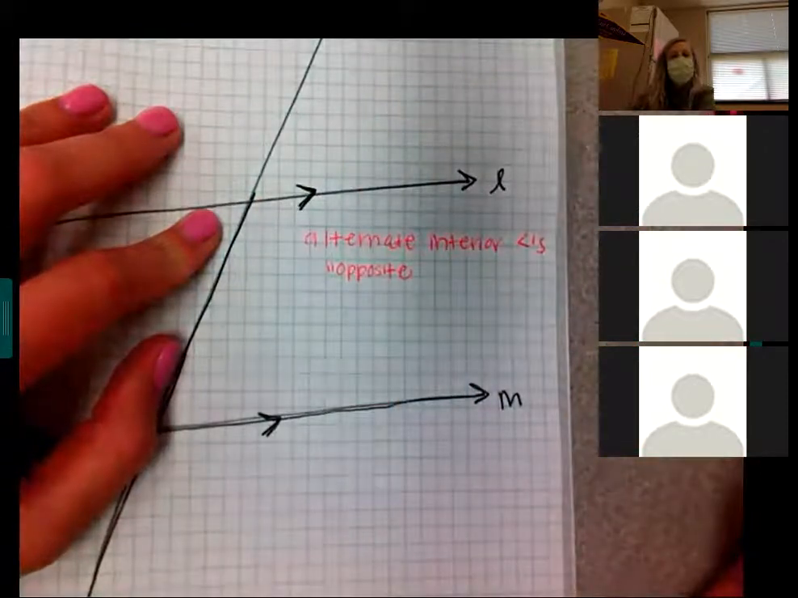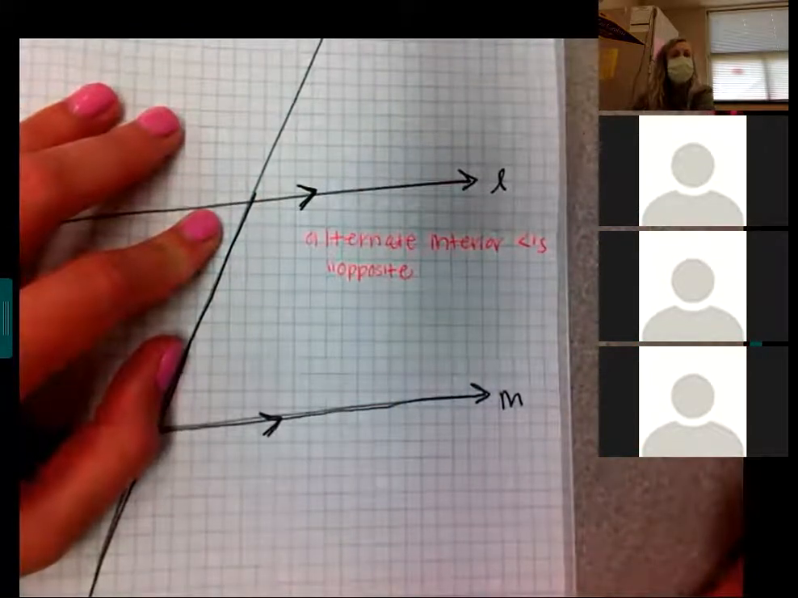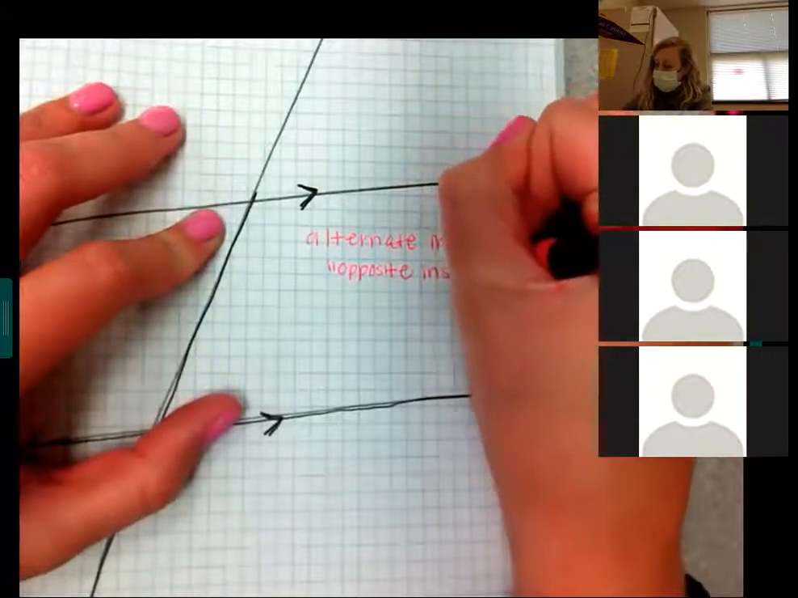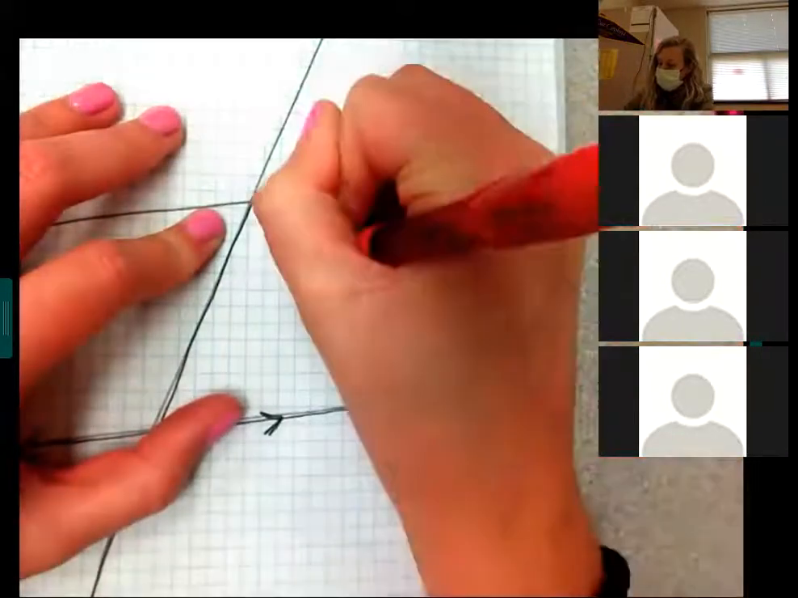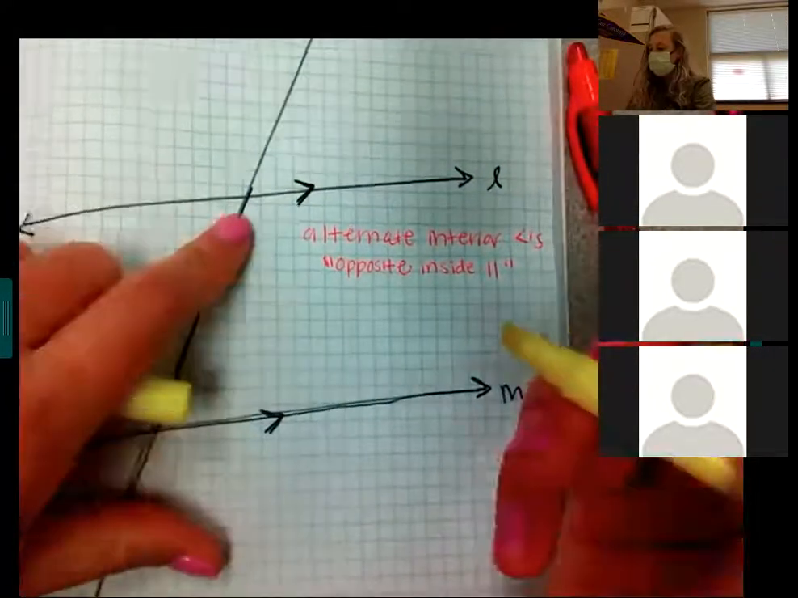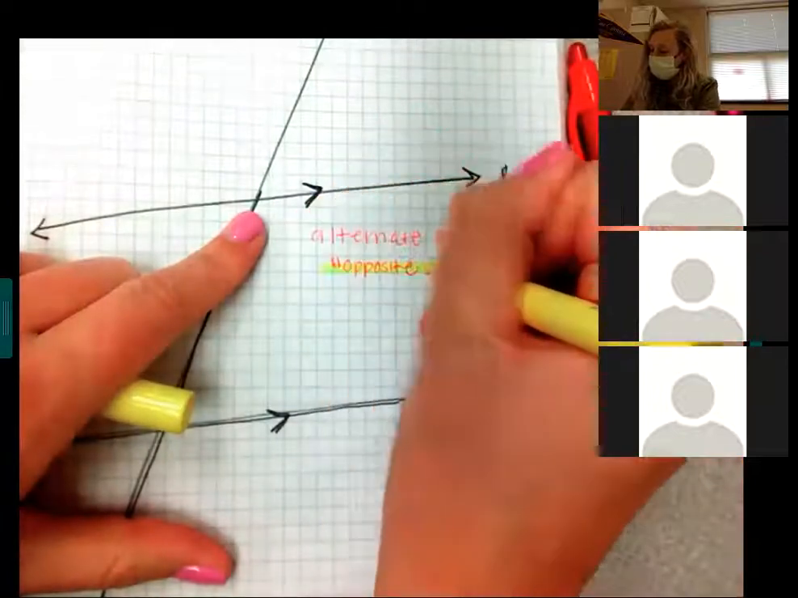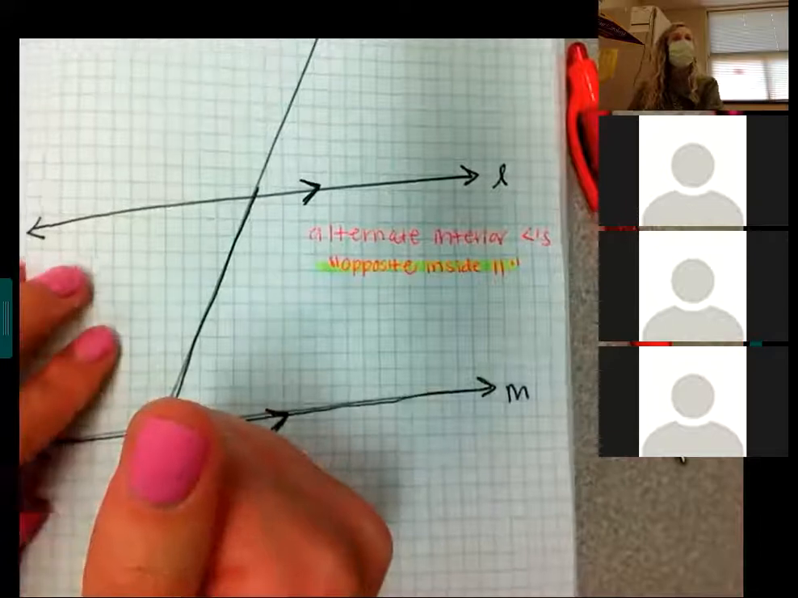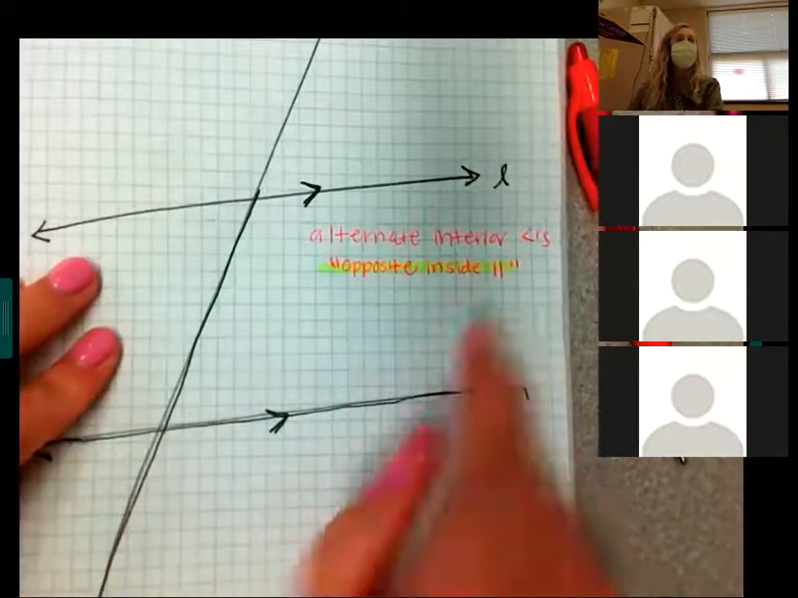And let's go ahead and talk about the next part. What does interior mean? Inside. So everybody write what I just wrote. I changed my mind. We're all going to write it. If you see the word alternate interior, that means the opposite inside angles, and they're inside of the parallel lines.